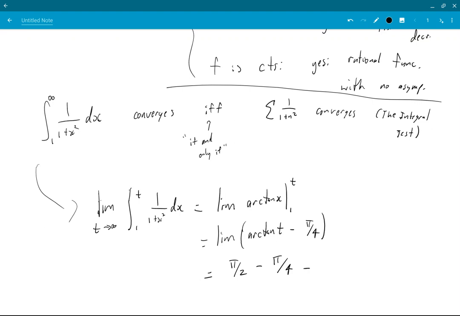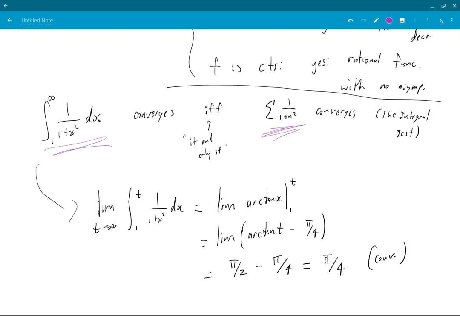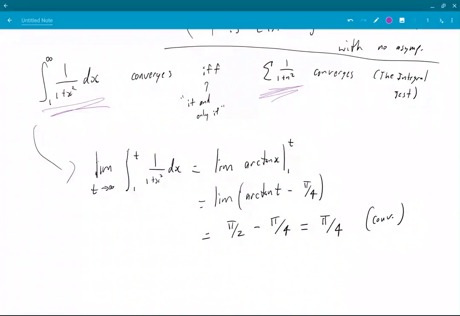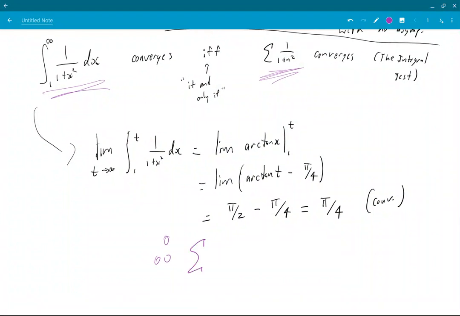Okay, so I have the graph of arctan memorized. So my integral up here is convergent. So the integral test tells me that the series that I'm concerned with is also convergent. By integral test, IT.